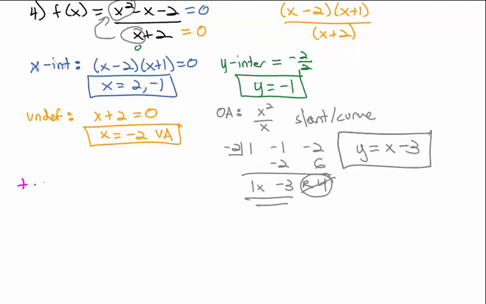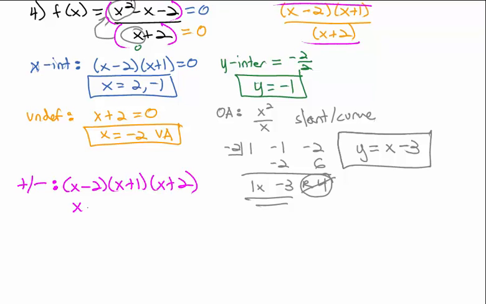Last thing to find then is the positive and negative regions. To do that, we make the numerator times the denominator using the factored form, x minus 2, x plus 1, x plus 2. So the x-intercepts are 2, negative 1, and negative 2. Notice it's a cubic, 1, 2, 3 x's, and it's positive, so it's going to come in, wiggle, and go out.